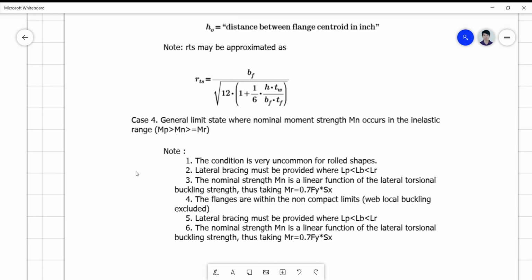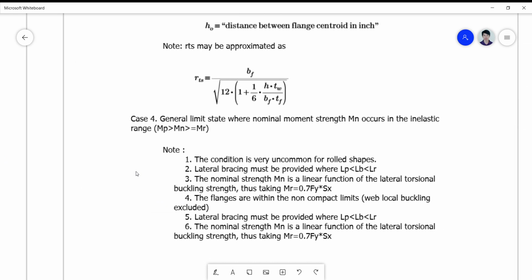So for the case 4 scenario, the general limit state where nominal moment strength Mn occurs in the inelastic range, and that is Mp greater than Mn greater than Mr, noting some of the conditions. Number 1, this is very uncommon for rolled shapes because rolled shapes are designed and manufactured so that failure in the inelastic range may not happen due to compactness.